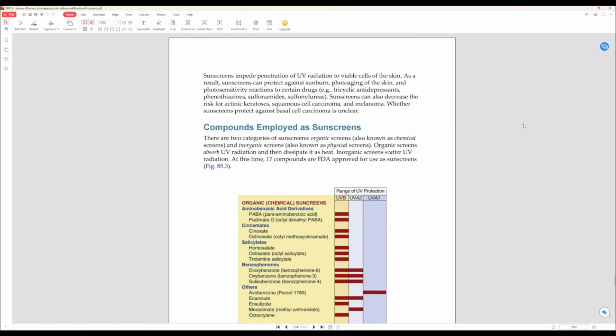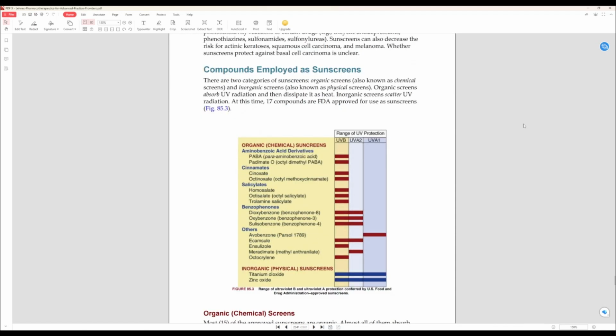Compounds employed as sunscreens, therefore. There are two categories for sunscreens, organic screens and inorganic screens. The organic screens absorb UV radiation and then dissipate it as heat. Inorganic screens scatter UV radiation. At this time, there are 17 compounds that are FDA approved for use as a sunscreen. So in this figure here, there is an excellent spot to hit pause so you can see the different organic versus inorganic sunscreens.